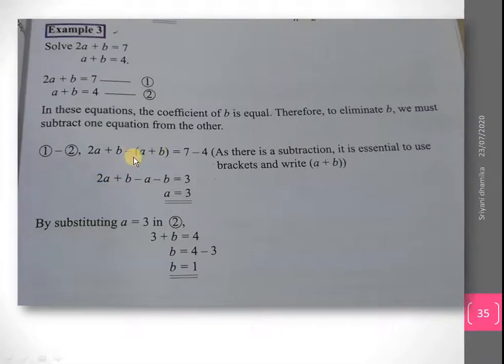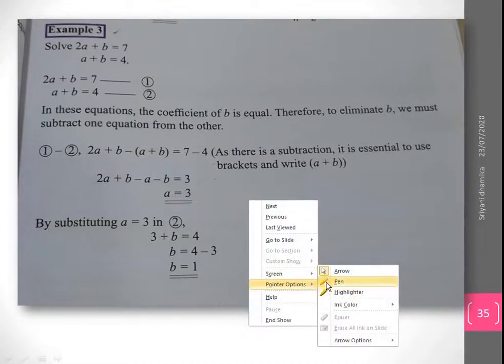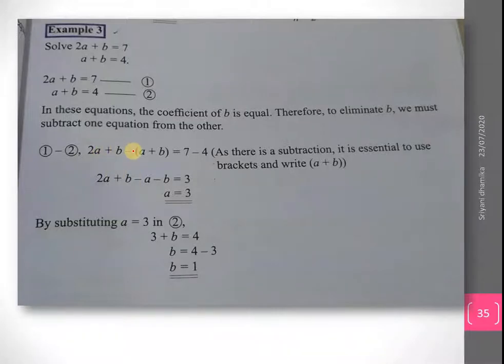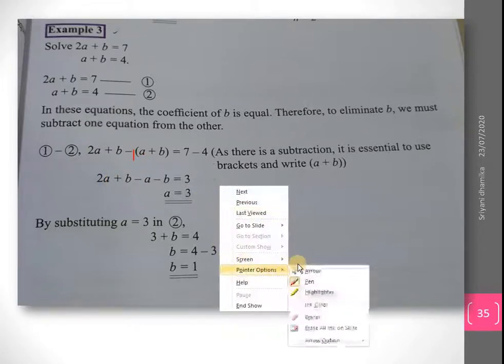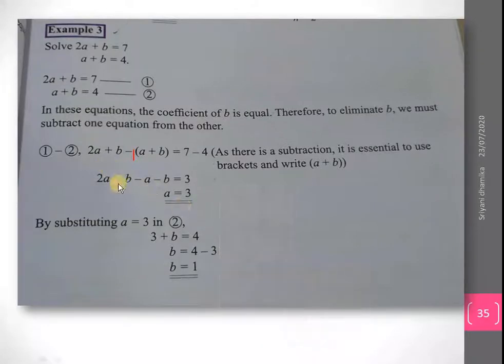Now what is the outside value here? The outside value of the bracket is negative 1. So multiply the terms inside the bracket by negative 1. Then here 2a plus b, negative 1 into a, negative 1 into positive b is negative b.